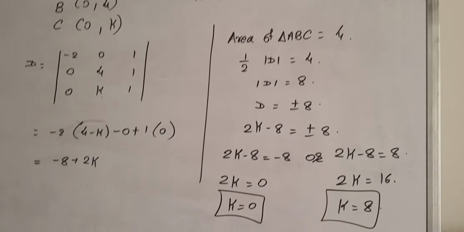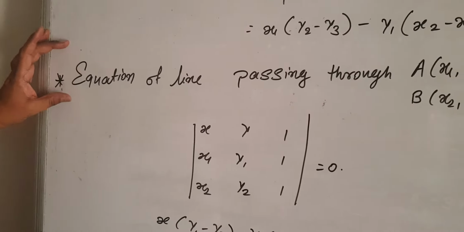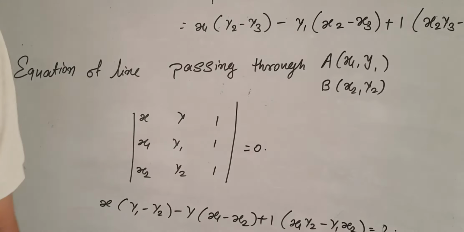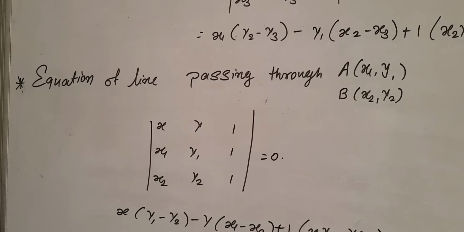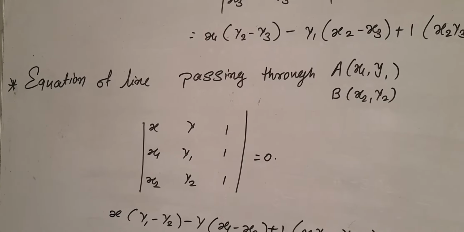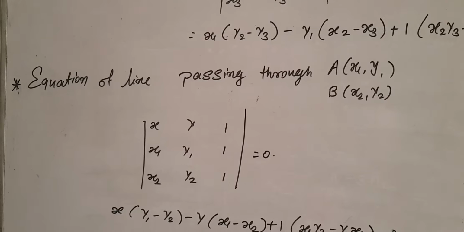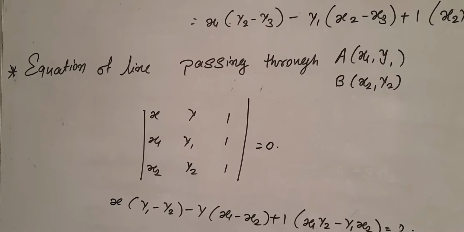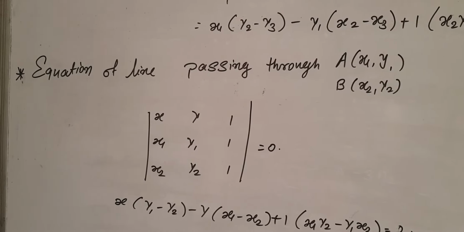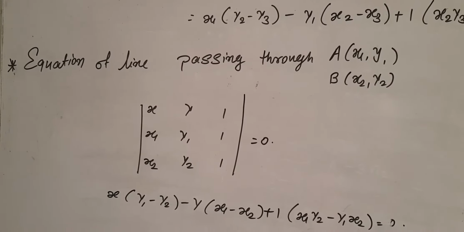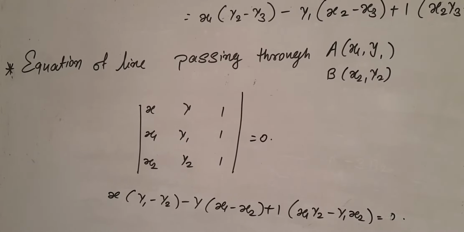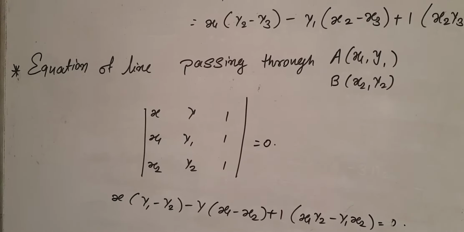Last formula in this section, see 4.3. Equation of a line passing through A (x1, y1) and B (x2, y2). Actually, this equation of the line you have seen last year in straight lines. You have a formula for the equation of the line passing through two distinct points A (x1, y1) and B (x2, y2): x minus x1 upon x2 minus x1 is equal to y minus y1 upon y2 minus y1, which you saw in 11th.